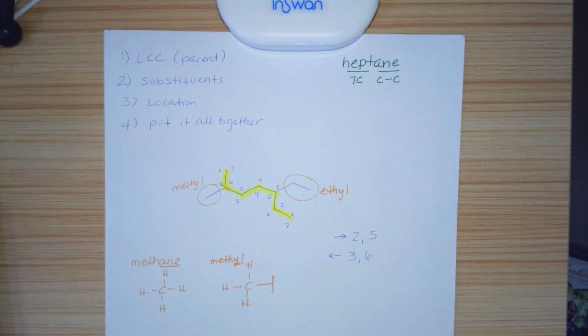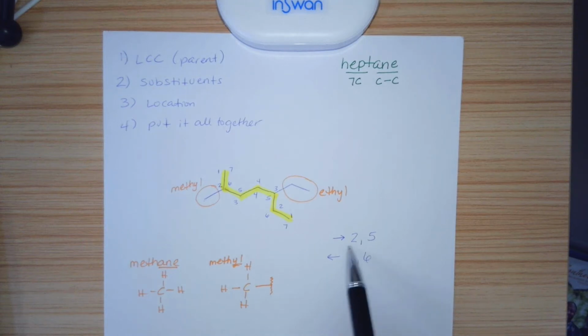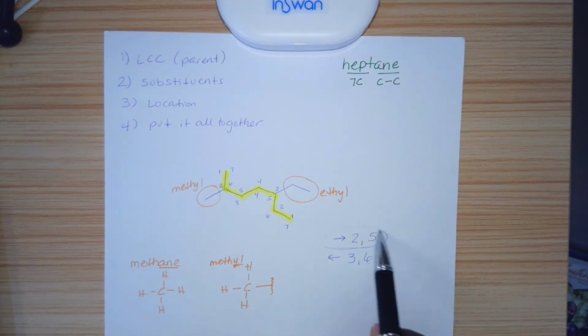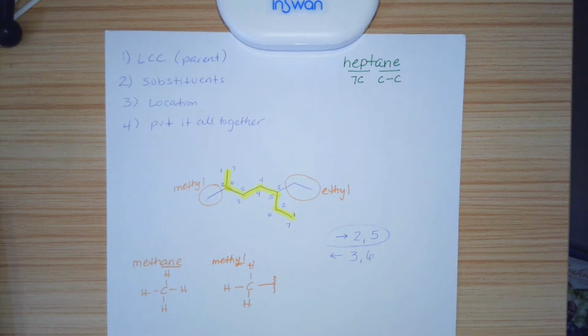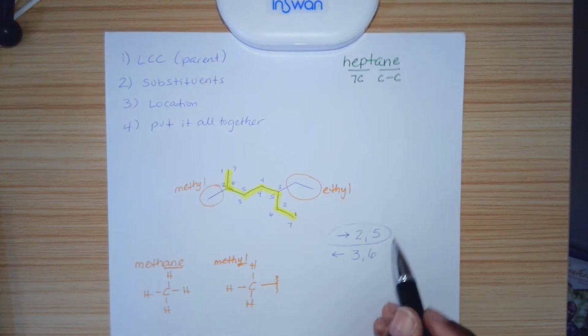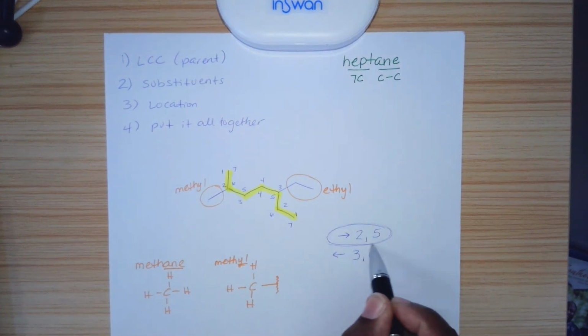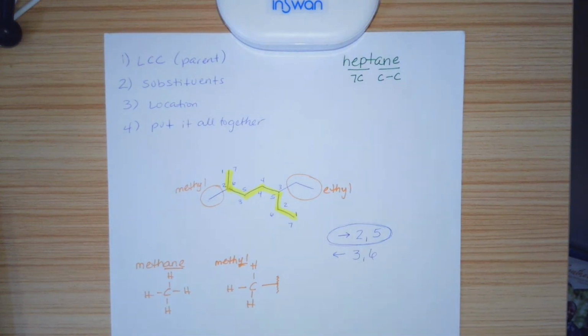When trying to determine which way to number, you're looking for the lower sets of numbers. Your substituents want the lower number. So if it's easier for you to figure out both numbers and then add them together, you can do that. But we can see that 2 and 5 are going to give those substituents lower numbers. So we can't say that we can start counting from the left and then change it to the right. We have to count in only one direction. So we would number, in this case, from left to right.